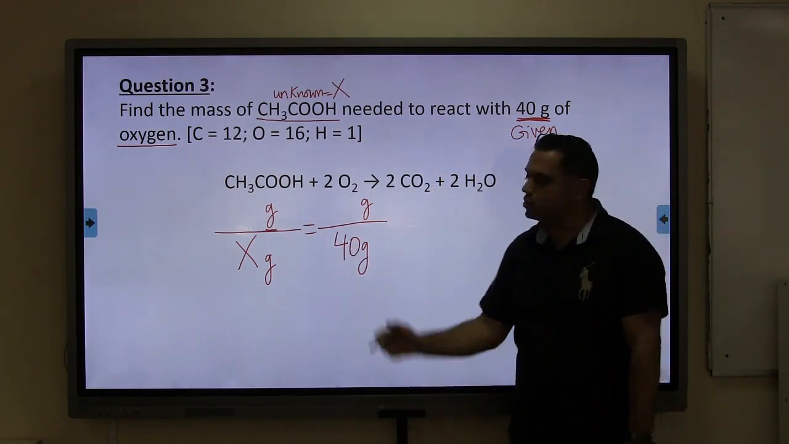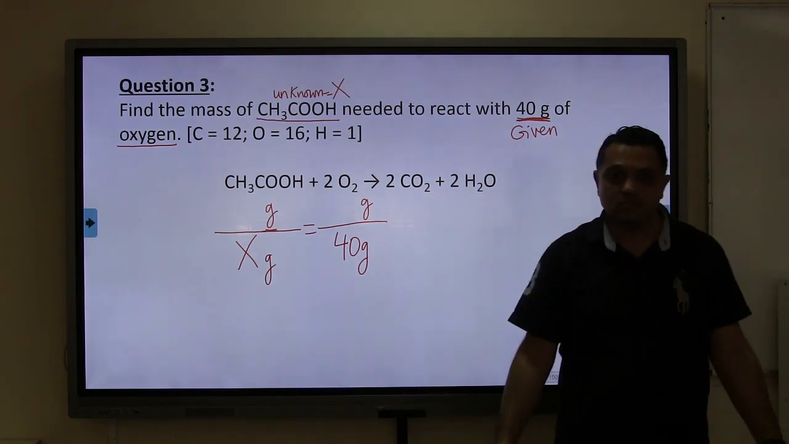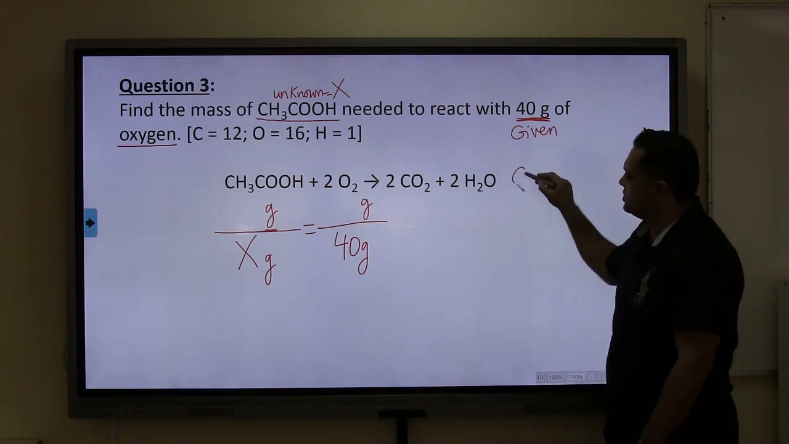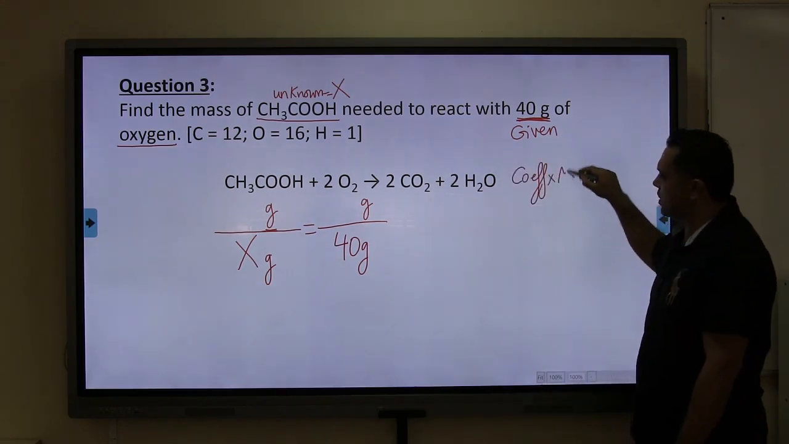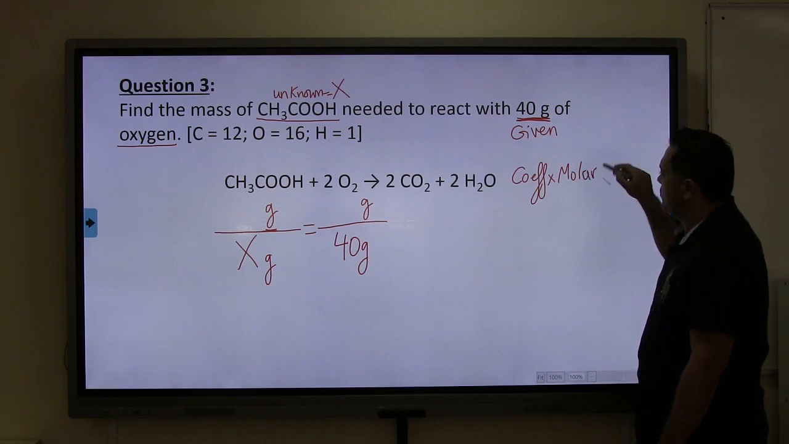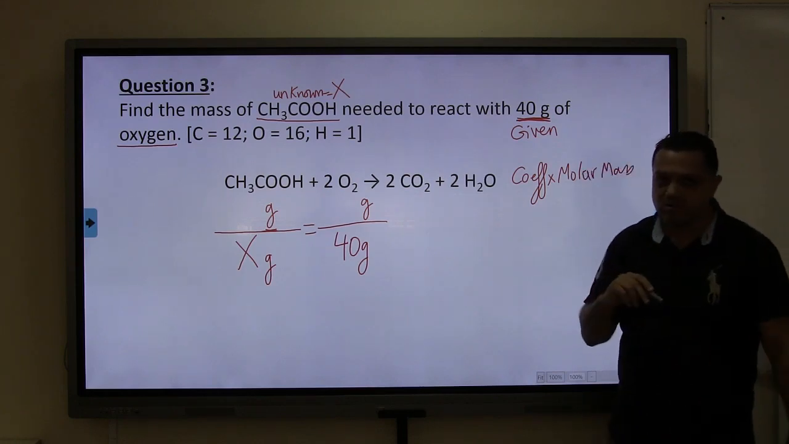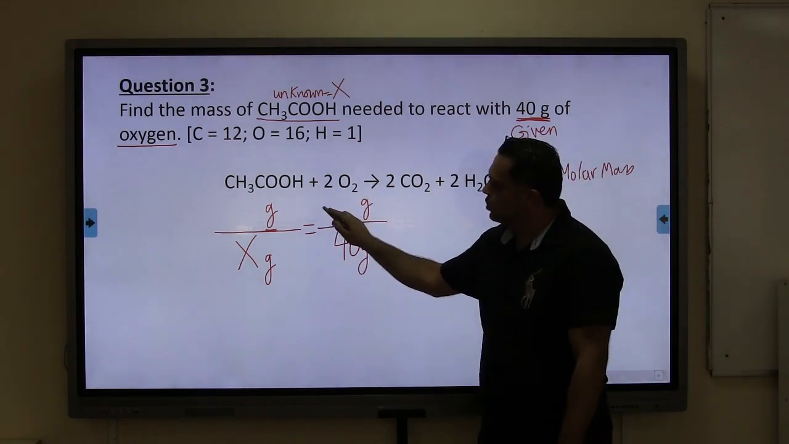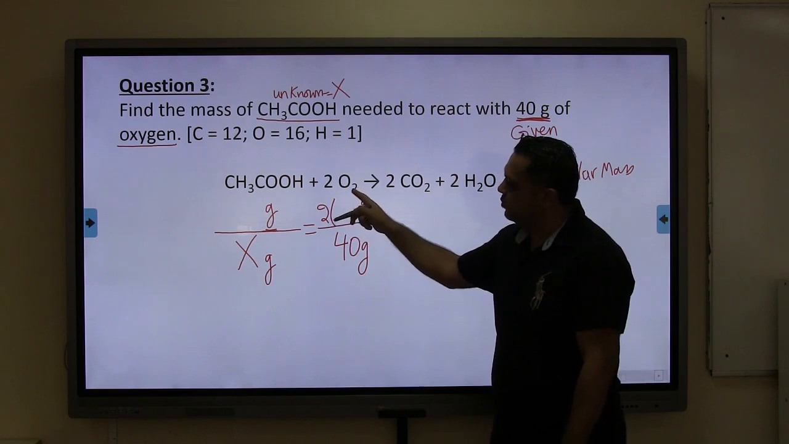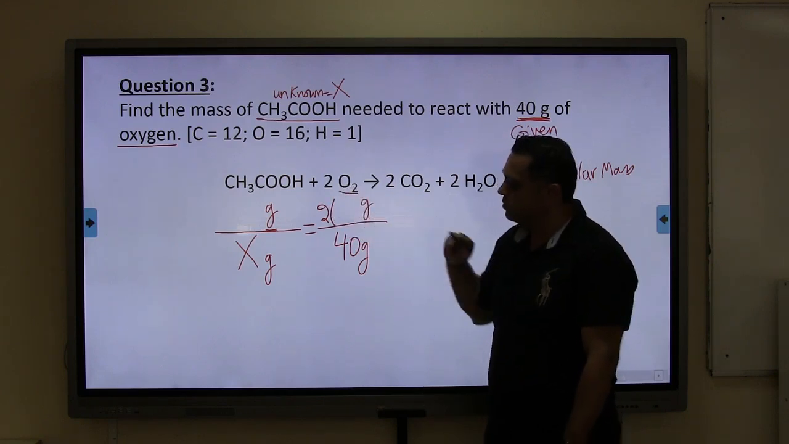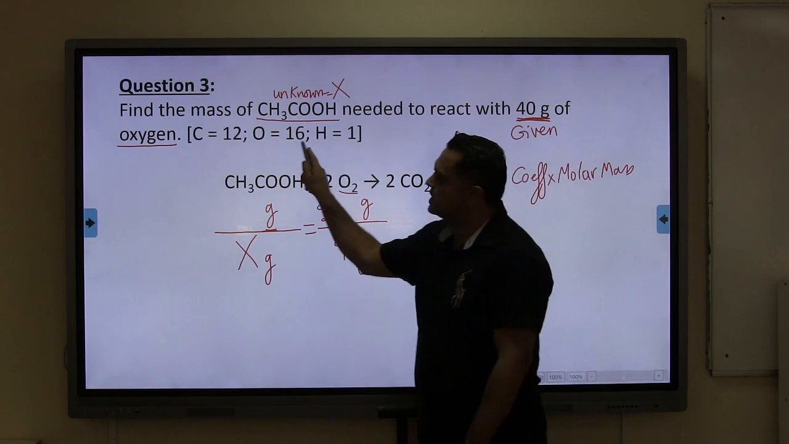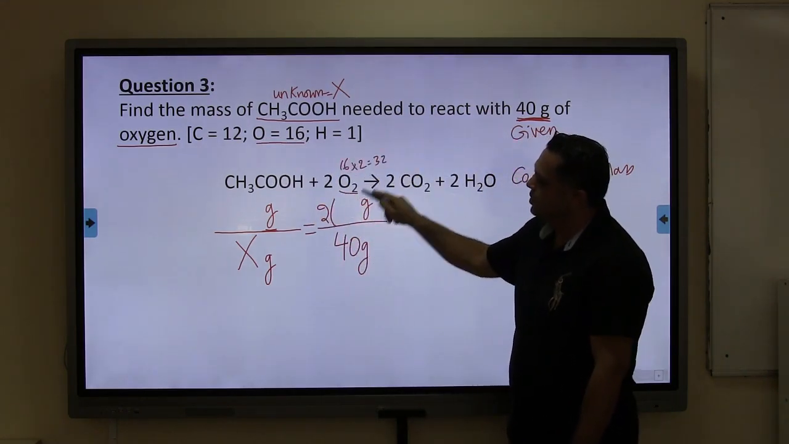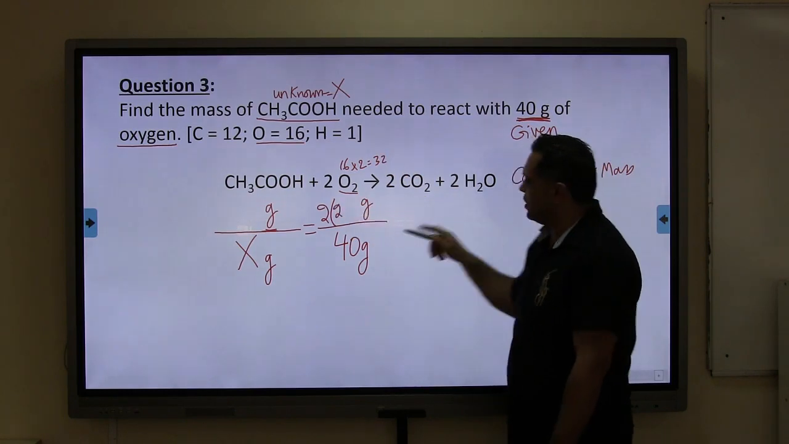How can we find the reaction ratio? As for the mass, we need, of course, to focus on coefficient times the molar mass. Of course, here for the oxygen, the coefficient is 2. So it will be 2 times, and then we get the molar mass for the oxygen. Molar mass for the oxygen is 16. So 16 times 2, 32. So here I put 2 times 32.